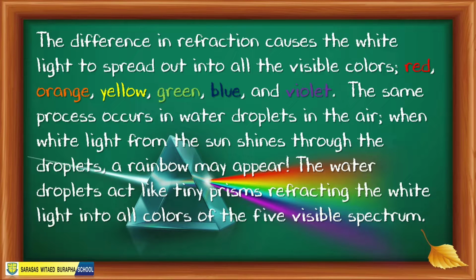The difference in refraction causes the white light to spread out into all the visible colors: red, orange, yellow, green, blue, and violet. The same process occurs in water droplets in the air. When white light from the sun shines through the droplets, a rainbow may appear. The water droplets act like tiny prisms, refracting the white light into all colors of the visible spectrum.